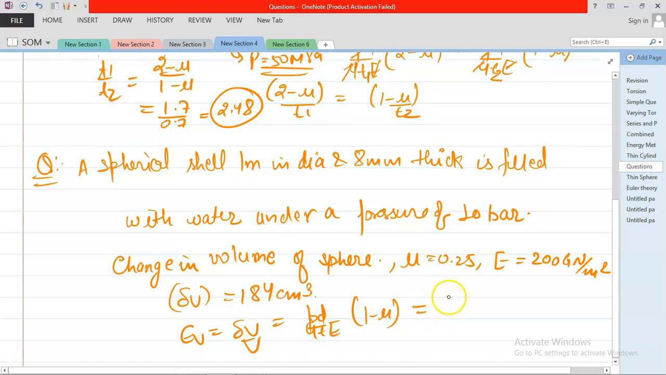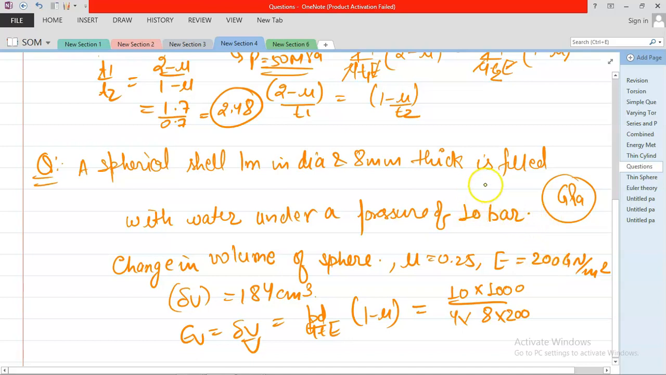your pressure is given as around 10 bar. So it is, sorry, 1 meter, that is 1000 mm, divided by 4 into thickness, that is 8 mm, into E, which is given as 200 gigapascal. Pressure is given in bar, so it is better to convert into megapascal.